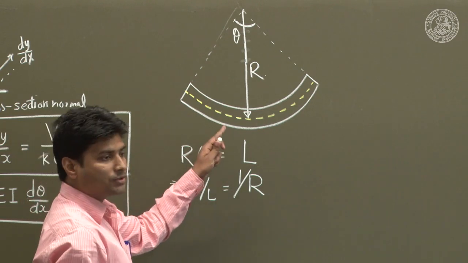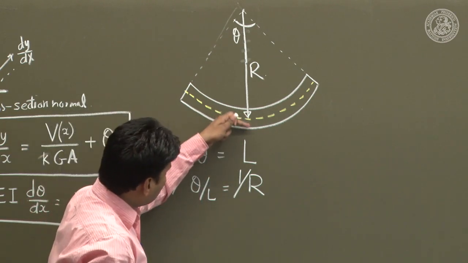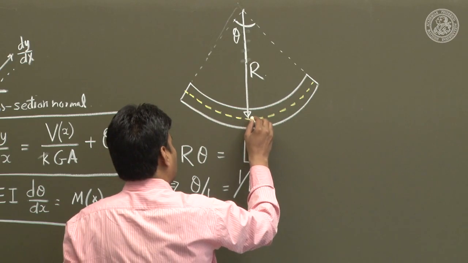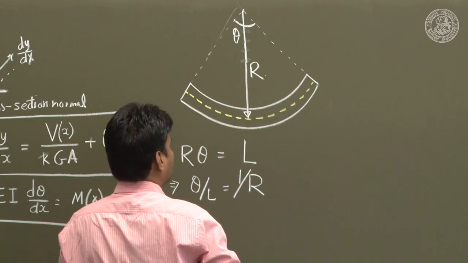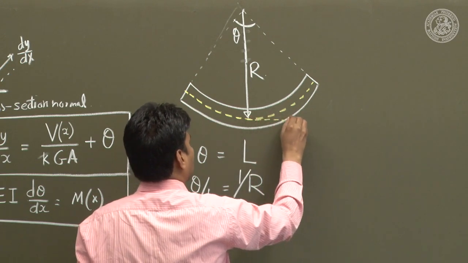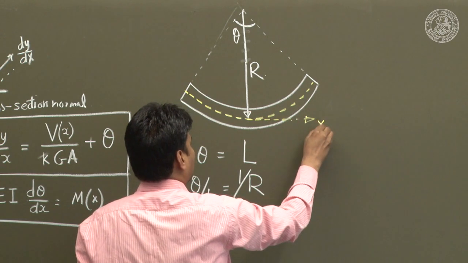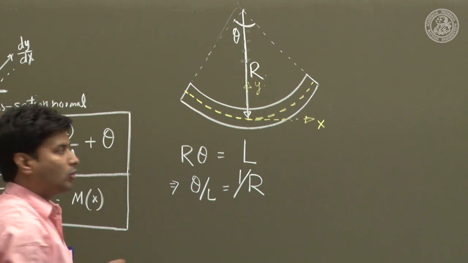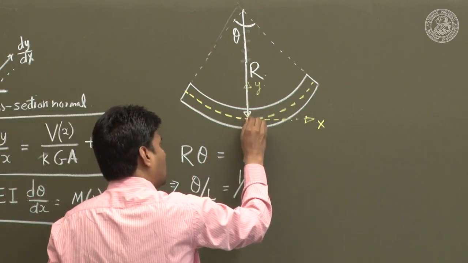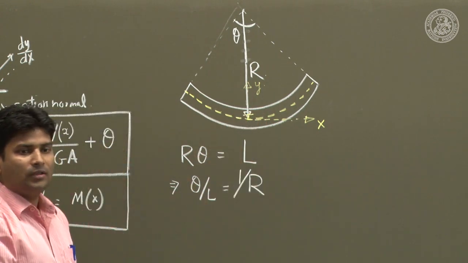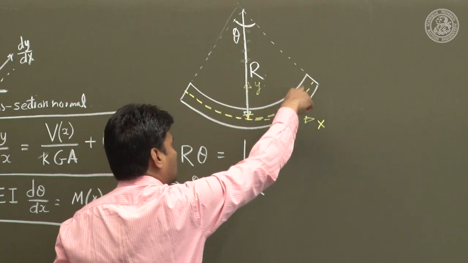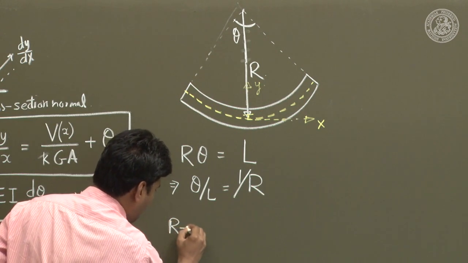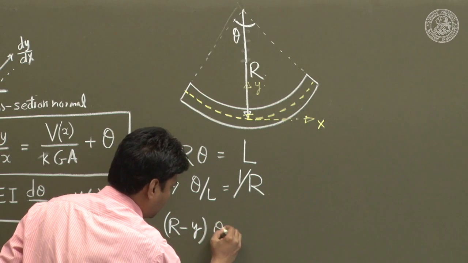And then if you want to know what's the normal strain in different fibers of the beam, what do we do? Let us for example set up our coordinate system. That's x, and let's call it y. So if we are at a distance y away, then what's the length of that fiber? That's simply R minus y times theta.